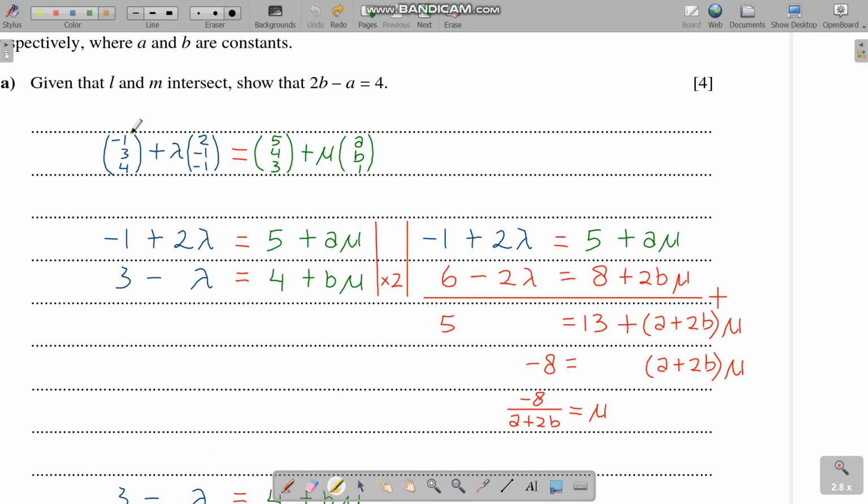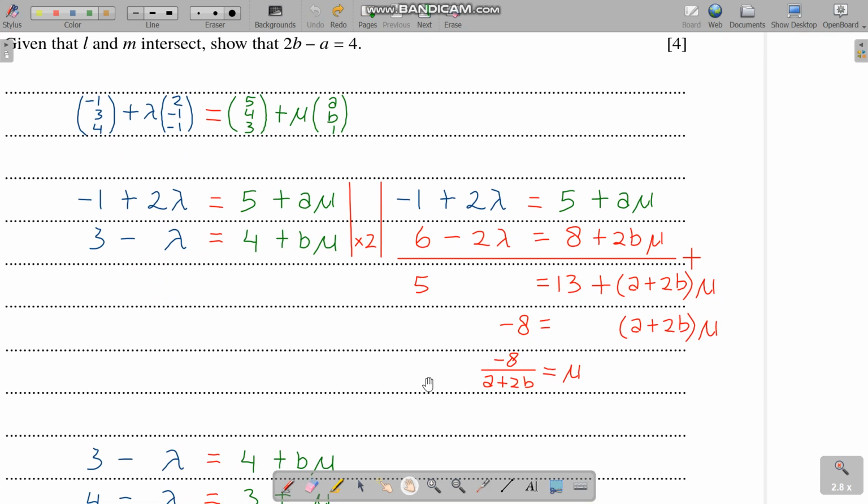So for the x component, minus 1 plus 2 lambda must be equal to 5 plus a times mu. And for the y component, 3 minus lambda must be equal to 4 plus b times mu. So here we can just solve for lambda or mu. If we multiply the second equation by 2, we get 6 minus 2 lambda equals 8 plus 2b mu.